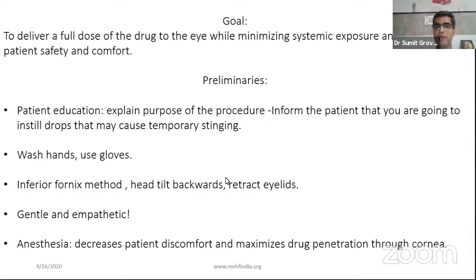Inform the patient that you are going to instill the drops. Wash hands, especially in the COVID times. Use gloves. In the inferior fornix method, you pull the inferior fornix like that, tilt the head backwards, retract the lid and put the eye drop into the inferior fornix. And be gentle and empathetic with the patients. And as I already mentioned, if you use anesthetic eye drops, it decreases patient discomfort and maximizes drug penetration through the cornea.